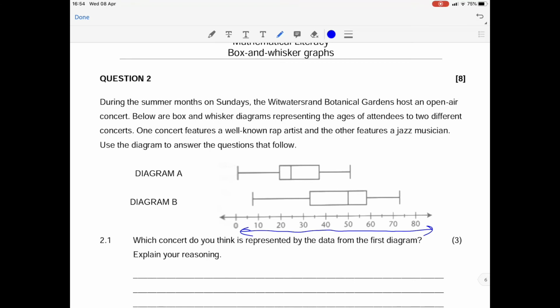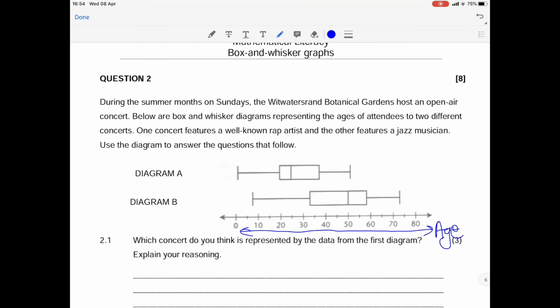One concert features a well-known rap artist and the other features a jazz musician. You need to use the diagram to answer the questions that follow. So what I did over here by drawing this axis in, it's very important for you. You need to make sure that you understand your graph before you even start answering the questions. So you need to know that on the horizontal axis, you're talking about age.